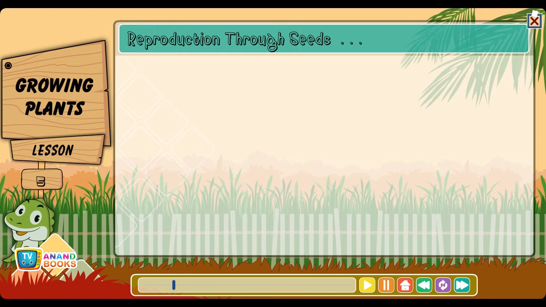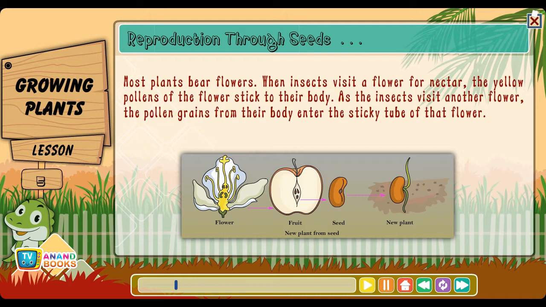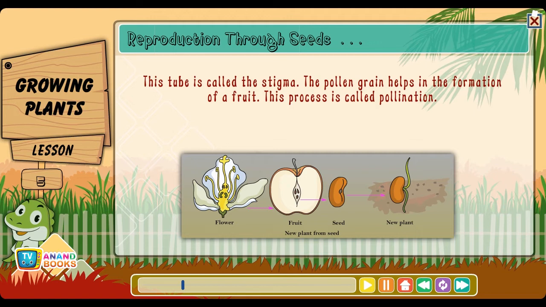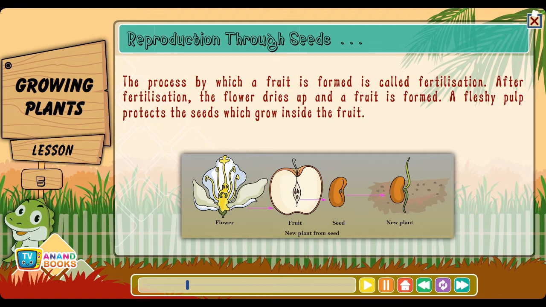Reproduction through seeds. Most plants bear flowers. When insects visit a flower for nectar, the yellow pollens of the flower stick to their body. As the insects visit another flower, the pollen grains from their body enter the sticky tube of that flower. This tube is called the stigma. The pollen grain helps in the formation of a fruit. This process is called pollination. The process by which a fruit is formed is called fertilization.